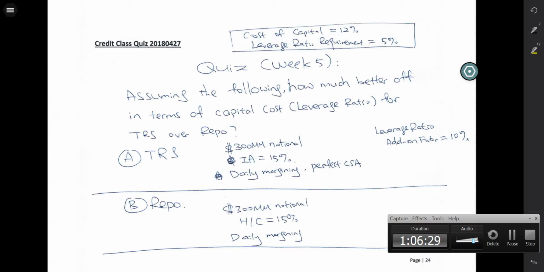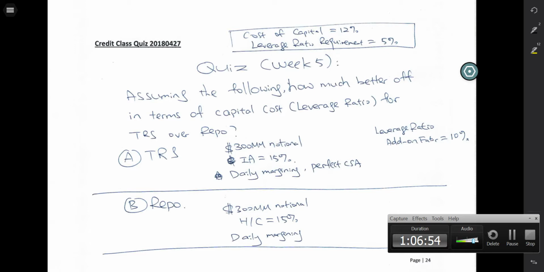And when I say to you, always think of why are people doing this instead of that? Why are you drinking orange juice? Why are you taking vitamin tablets? There is always a reason, okay? Why are people doing TRS instead of repo? The reason is to do with capital, okay?